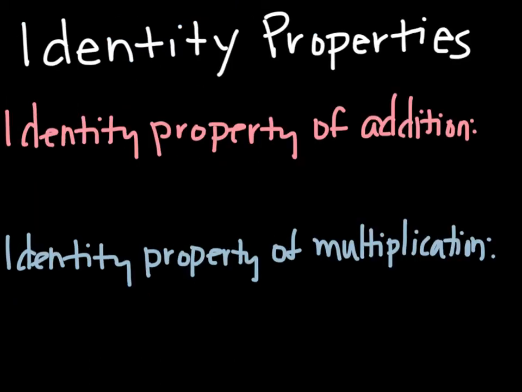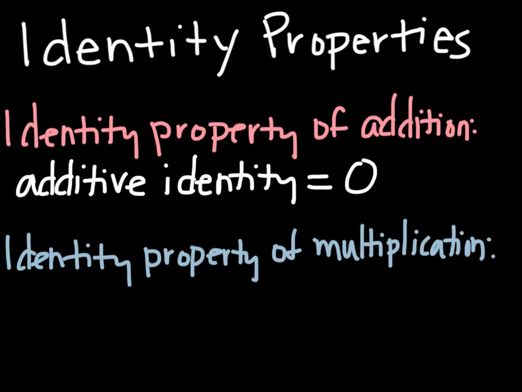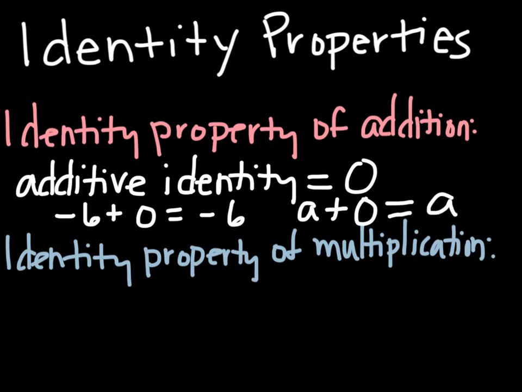Now let's look at the identity properties. There is an identity property of addition and an identity property of multiplication. The identity property of addition tells us that the sum of any number and the additive identity, which is 0, always equals the number. For example, if we were to take negative 6 plus 0, we would get an answer of negative 6. This translates to algebra because any variable added to the additive identity will simply equal the variable. A plus 0 would equal A.